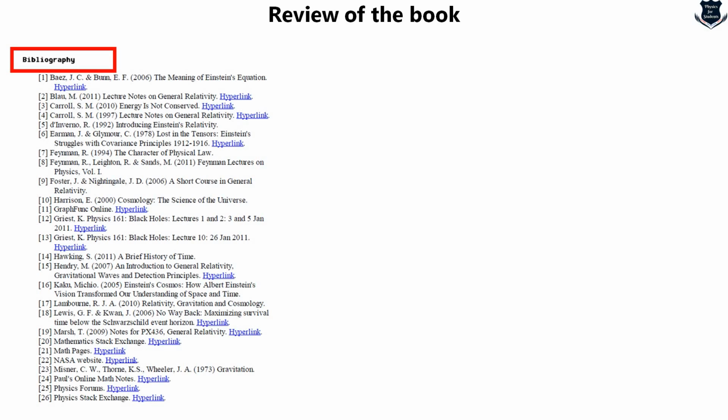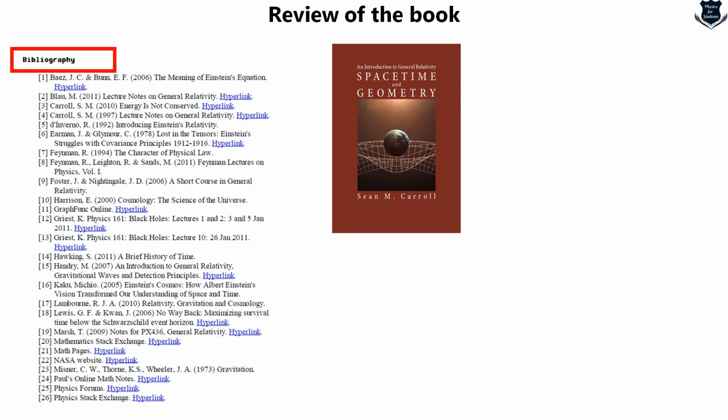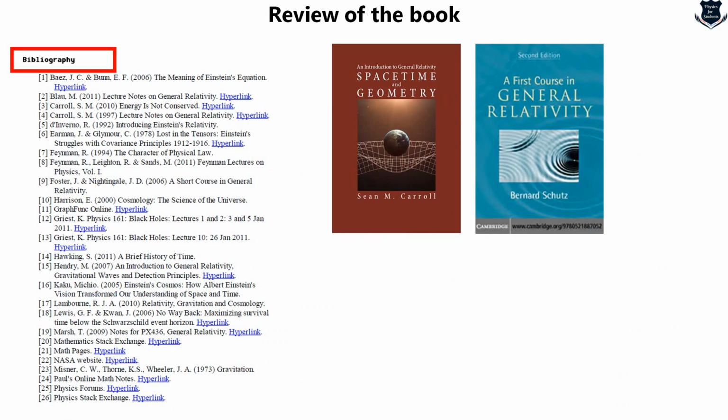So another important part which came to me, when I went to the bibliography section of this book, that means this part, these are the things which the author has referred to. A few books came into the picture. First one, the classic Spacetime and Geometry by Sean M. Carroll. The author has referred to this book.